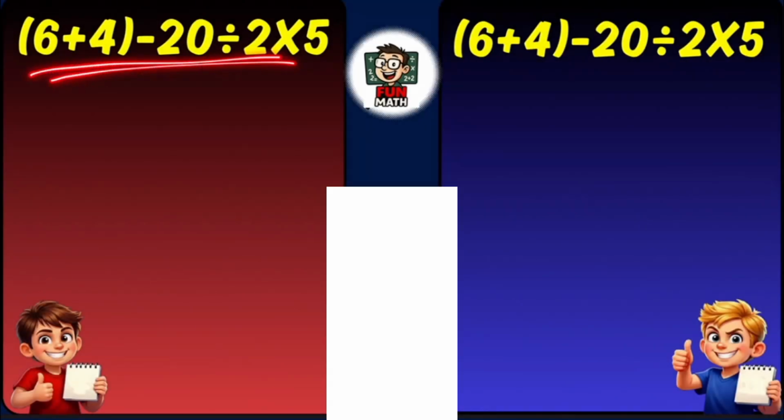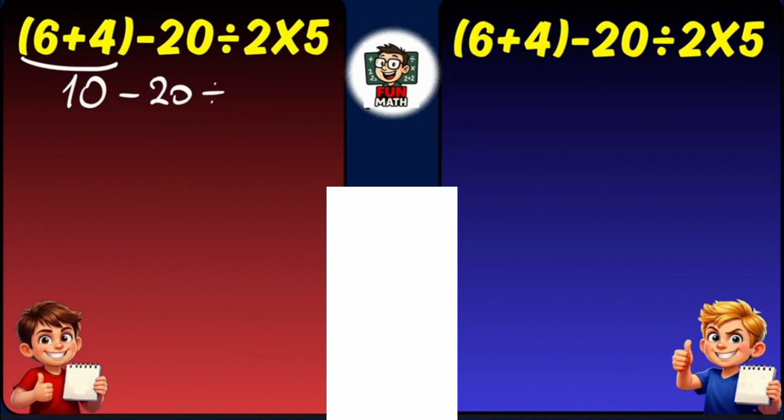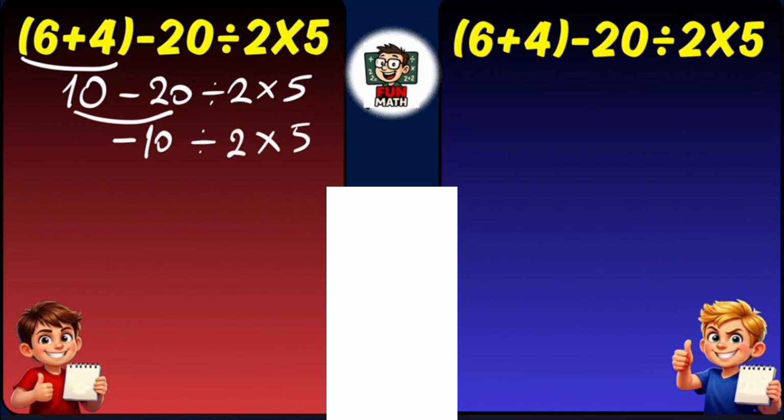Let's start with the first solution. Parenthesis: 6 plus 4 equals 10. Now subtraction: 10 minus 20 equals negative 10. Now division: negative 10 divided by 2 equals negative 5. Last, multiplication: negative 5 times 5 equals negative 25.